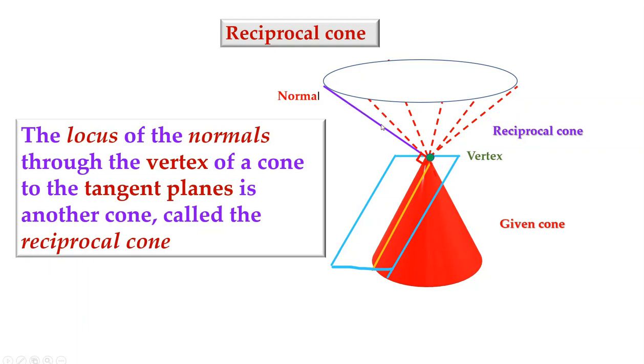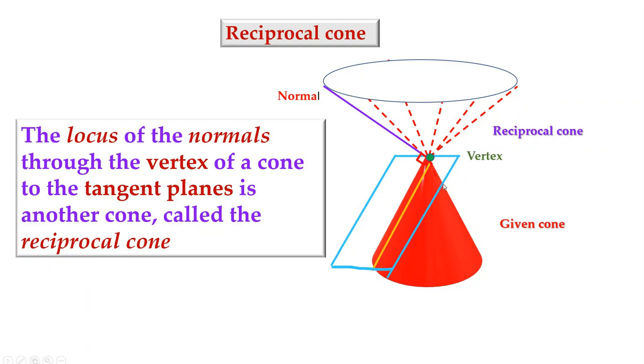So when you consider the locus of this, and this one should be fixed, what we get is another cone that is called the reciprocal cone. So the locus of the normals through the vertex of the cone to the tangent planes is another cone.